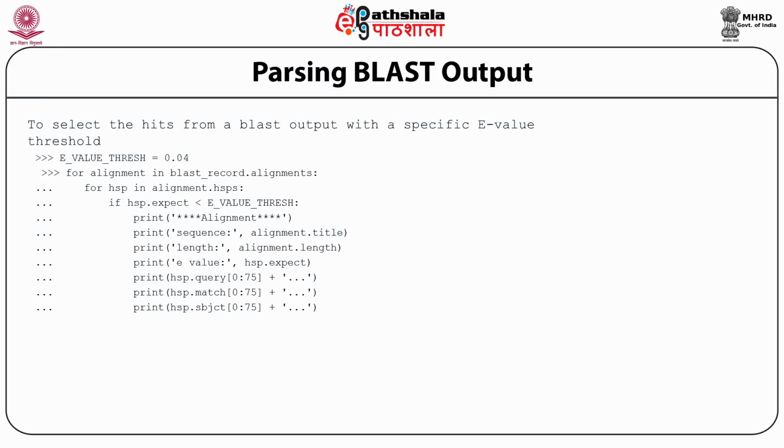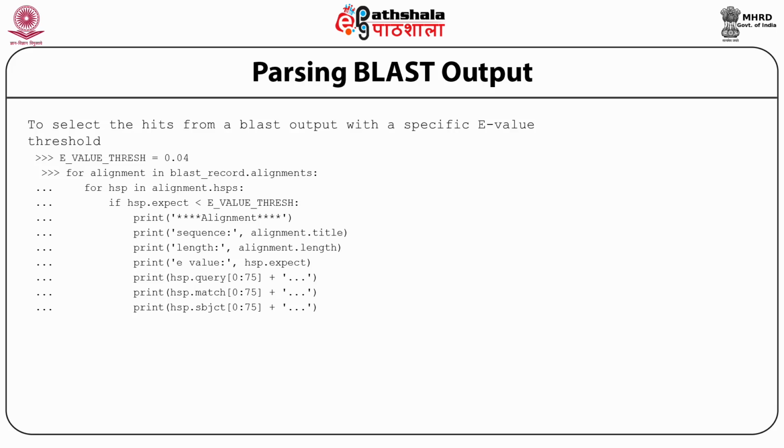BioPython has very useful, simple methods for parsing BLAST output. For example, from a BLAST output I want to select sequences that have an e-value better than 0.04 from all the results obtained after a BLAST search. All I have to do is put that as a threshold. So I say e_value_thresh is 0.04, and then two loop constructs of Python: for alignment in blast_record.alignments, and then for hsp in alignment.hsps, then if hsp.expect, that is the method that looks for the expectation value, that is e-value, is lesser than the threshold I have set. So that goes inside the if construct.